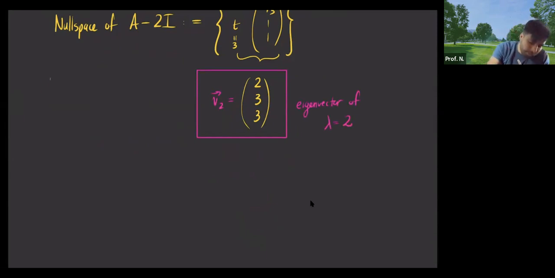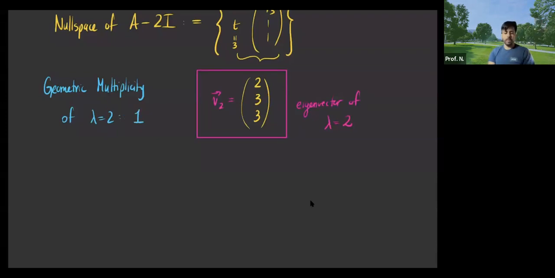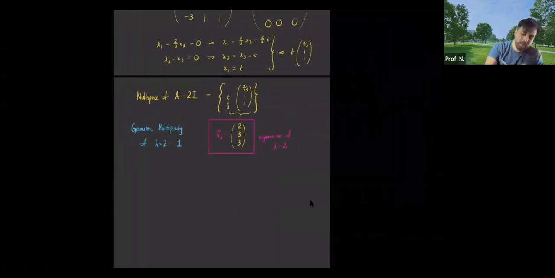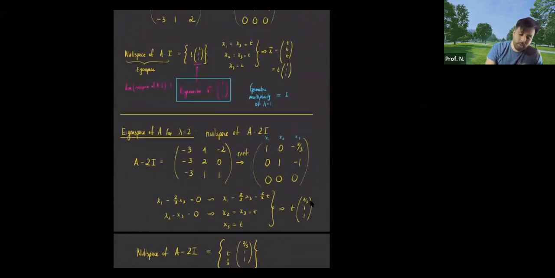So again, what's the geometric multiplicity? The geometric multiplicity of lambda equaling 2 is 1. Because I only have one eigenvector. And the geometric multiplicity equals the algebraic multiplicity, which are both 1s. So far, so good. We have an eigenvector, we have another eigenvector. Then the last one. What is the eigenspace of lambda equaling 3?